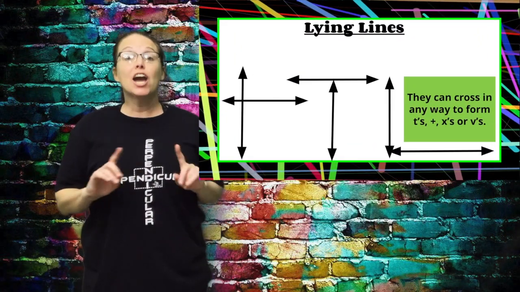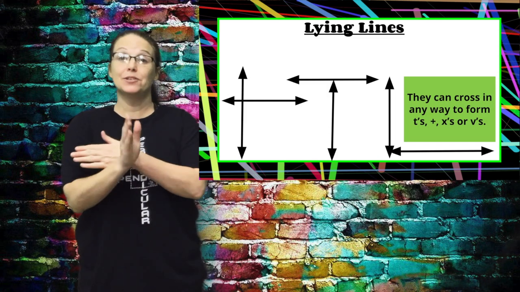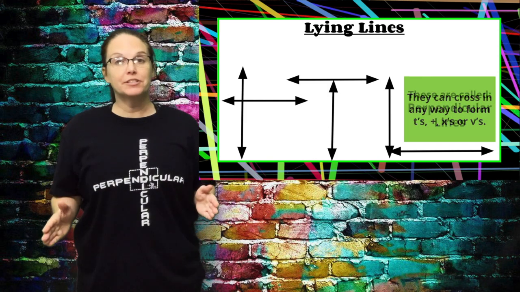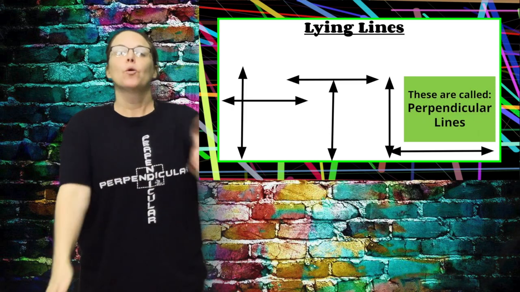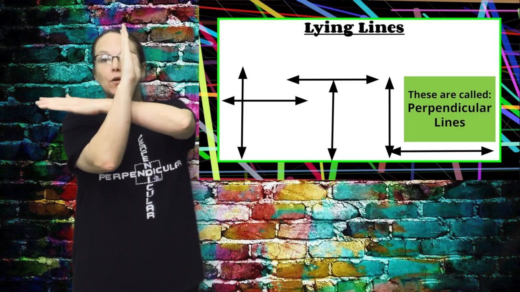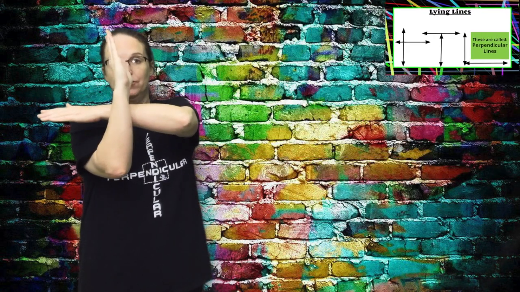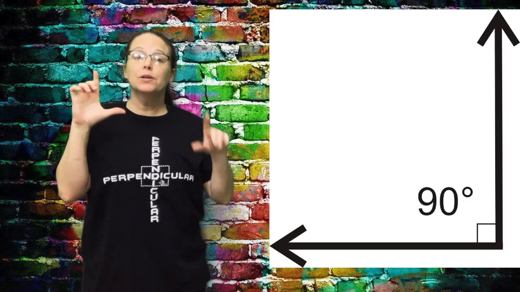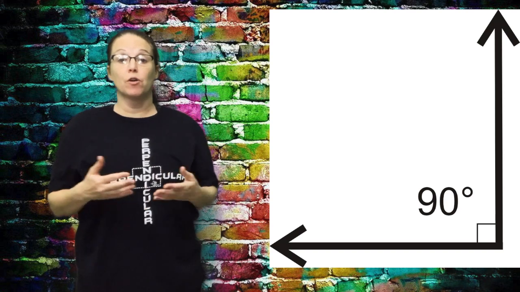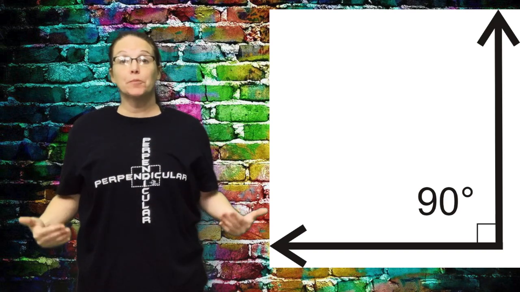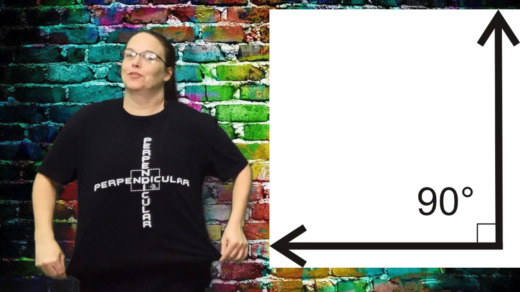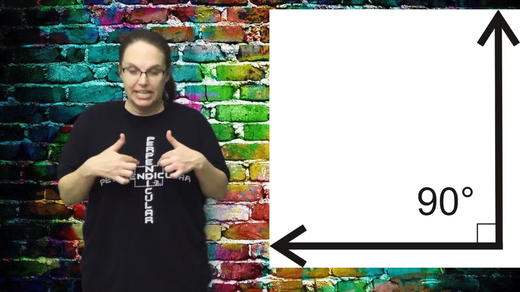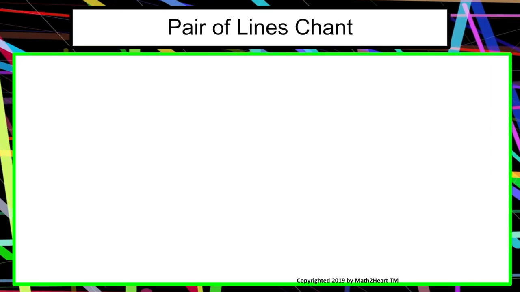Now these perpendicular lines are intersecting because they cross into each other, but they're special intersecting lines because where they cross forms a 90 degree angle, a square angle. In other words, the kind of angle we would find in the corner of a square or a rectangle. That's what my shirt is showing right here, and even the dots are showing the right angles. So get ready for my pair of lines chant.